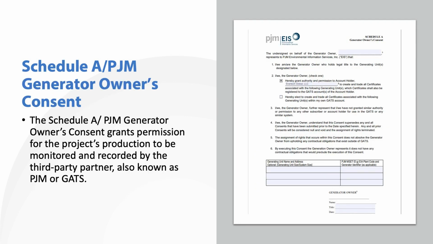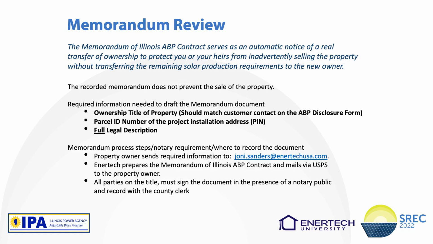The Schedule A, or PJM, Generator Owner's Consent Form grants permission for the project's production to be monitored and recorded by the third-party partner, also known as PJM or GATS. This helps us to ensure that the project is on track with production throughout the 15-year contract term. So let's review the property memorandum.